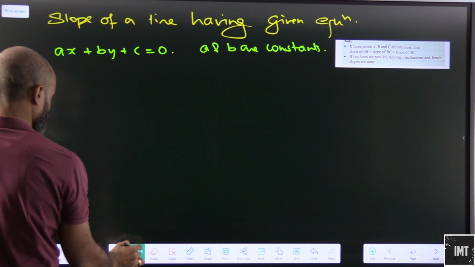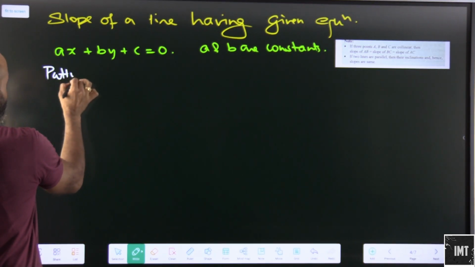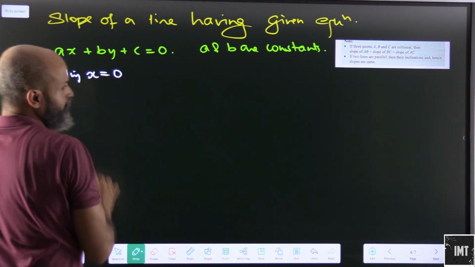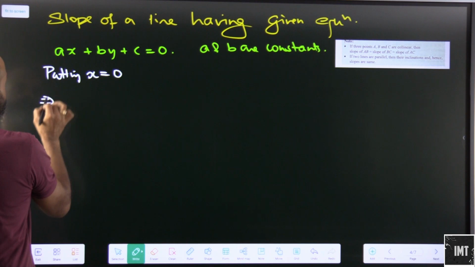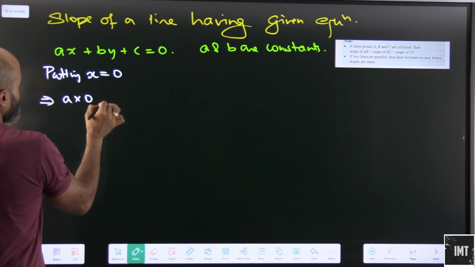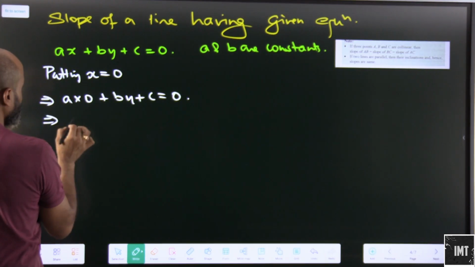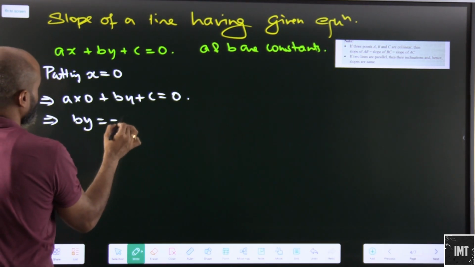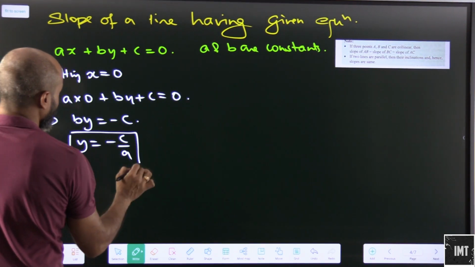So one thing that we can do here is, let's say, putting x is equal to 0. We have to basically calculate the y-intercept out here. Okay, so in that case, what will this be? A into 0 plus by plus c is equal to 0, which would mean by is equal to minus c. That will mean y is equal to minus c by b.